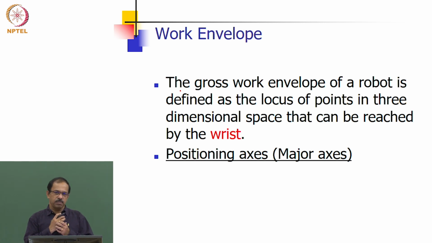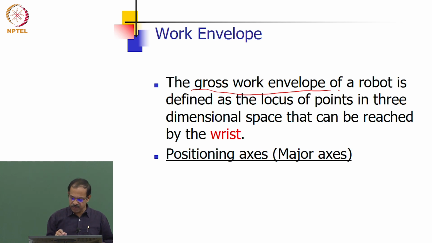Work envelope is the maximum envelope that the robot can actually reach. That is basically known as the work envelope. So the gross work envelope of a robot is defined as the locus of points in three-dimensional space that can be reached by the wrist. So the points where the wrist can reach in three-dimensional space is generally known as the work envelope.